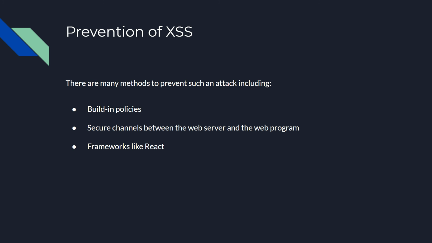So, the prevention of XSS. There are many methods to prevent such an attack, including built-in policies, a secure channel between the web server and the web program, or using frameworks that were designed to prevent XSS in the first place, such as React, which will render any embedded value in JSX by escaping anything that is not explicitly written in the application. And before rendering it, it converts everything to a string.